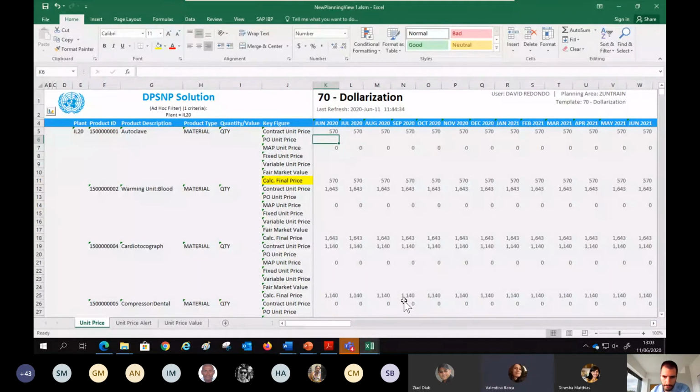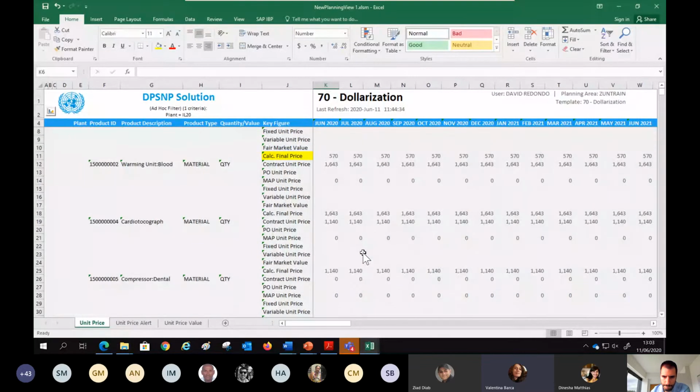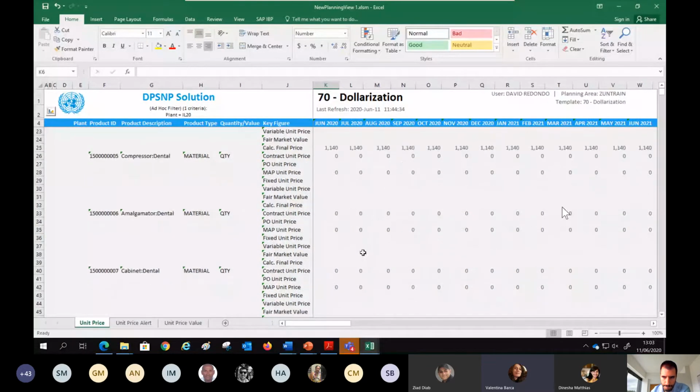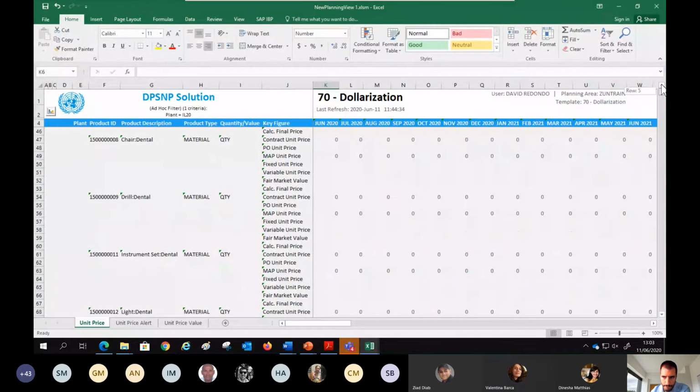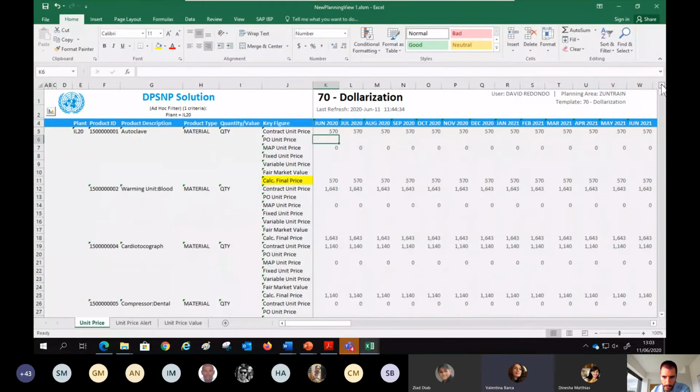David, before you change the screen, there is a question from George about the variable unit price. Okay. And also we have an end. So I don't know if it's related to this. Maybe we should take it now. So I think for the fixed unit price and variable unit price, and I think Casper can add more there, Dinesha. I think it's for some of these products. This might be also for fuel, right, Dinesha?